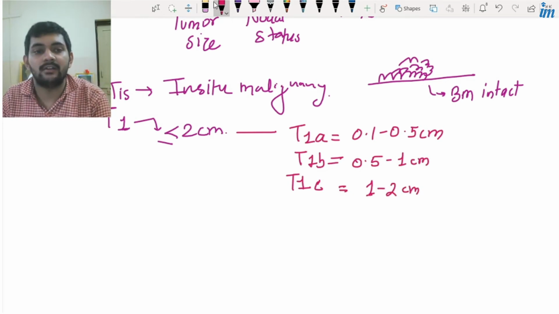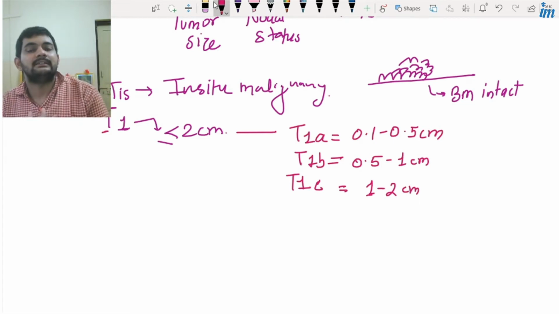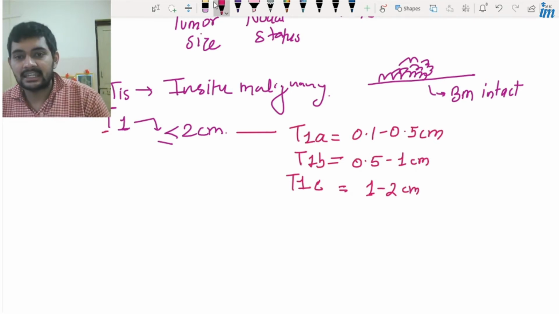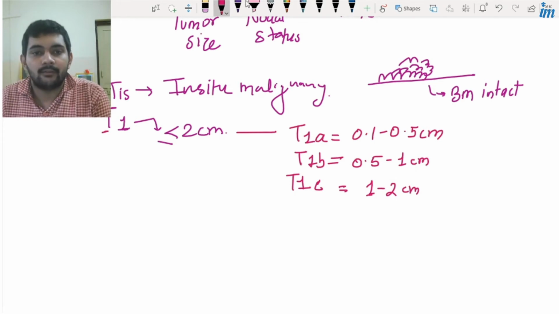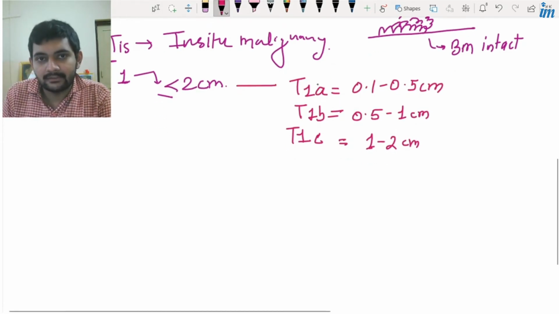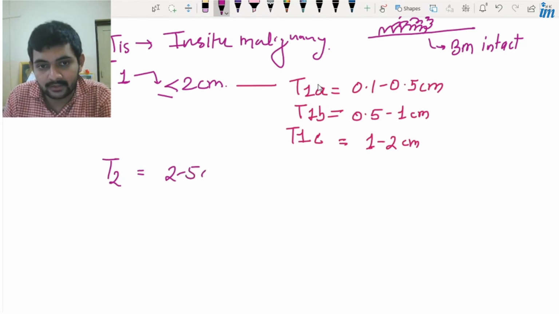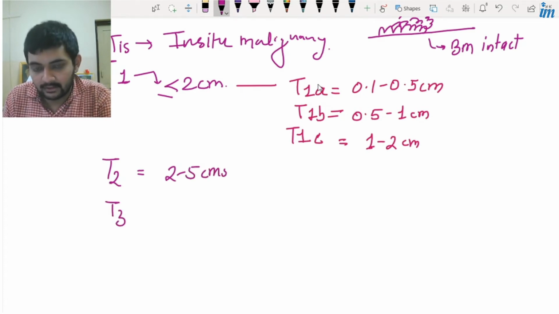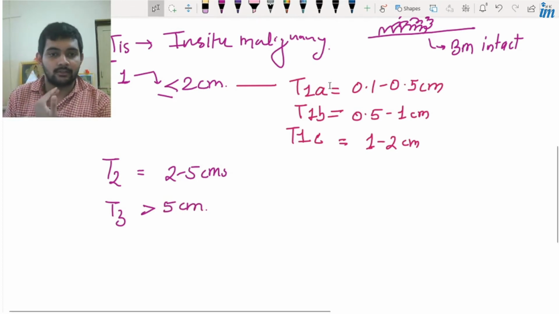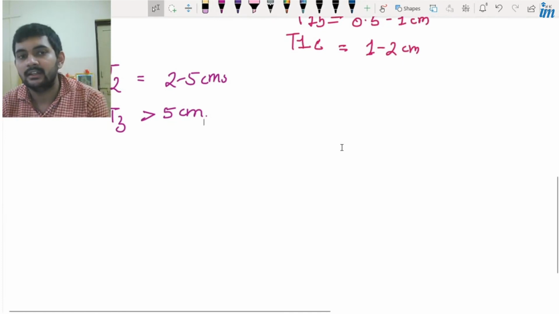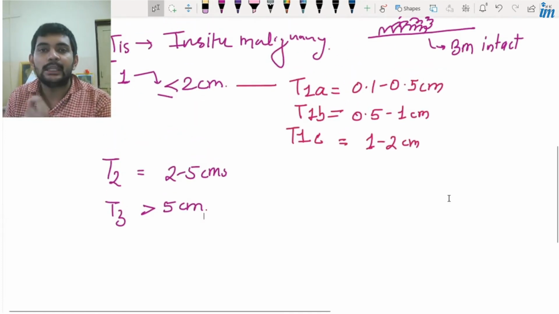Now let me remind you, what does T mean? T means tumor size. So if I say that there is a lump whose size is 1 centimeter, it will be staged as T1B, right? Then you have T2. Now T2 is very simple. It will be 2 to 5 centimeters, whereas T3 will be more than 5 centimeters. So if I have a lump of 5 centimeters, it will be staged as T2.